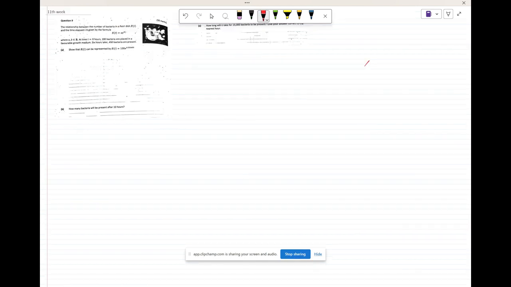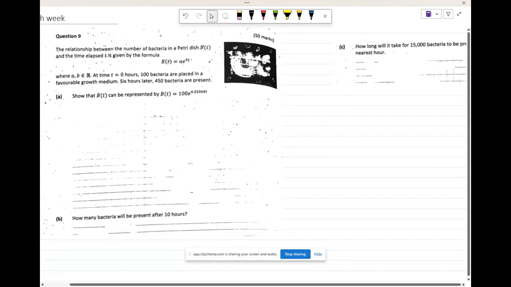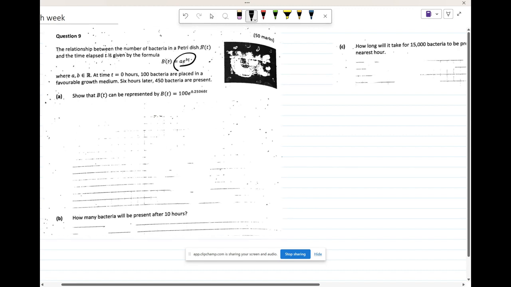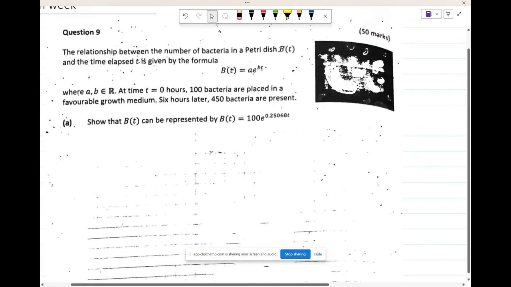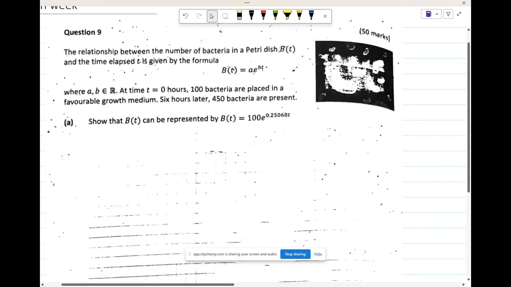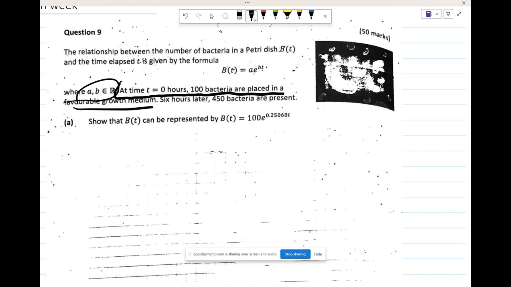Okay, so our next question was to do with logs, and this is a typical logs question you can get, or an exponential question even, which is the opposite of logs, like we know. So let's just jump straight in. It says the relationship between the number of bacteria in a petri dish, B(t), and the time elapsed t is given by this formula: B(t) = Ae^(bt), where A and b are just any numbers, and at time equals 0 hours, 100 bacteria are placed in a favorable growth medium.